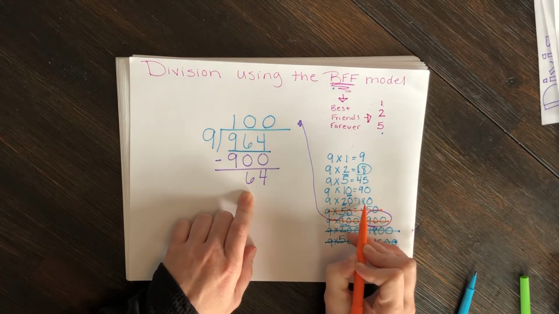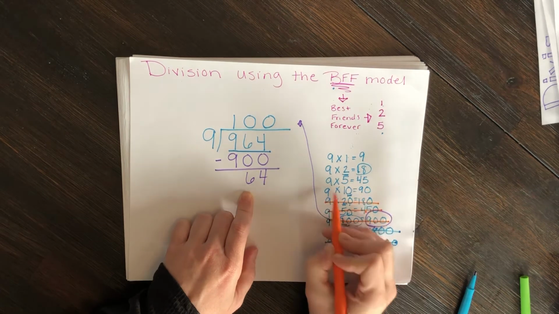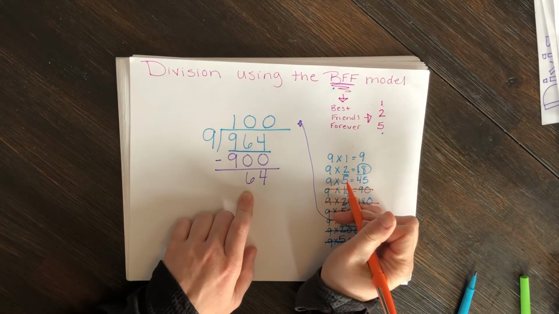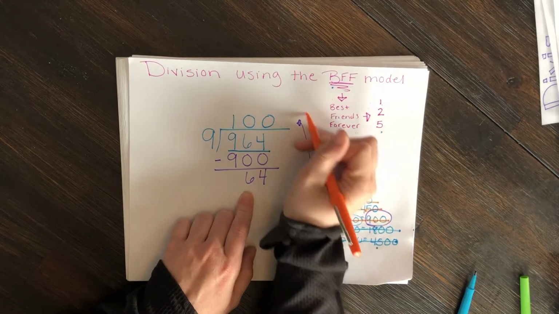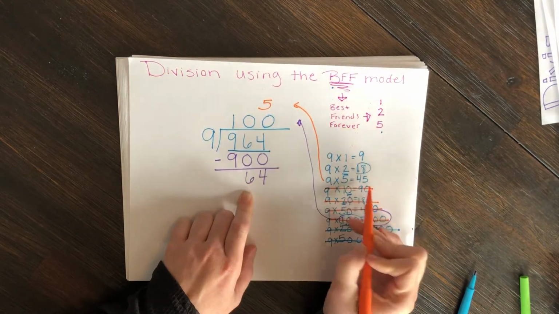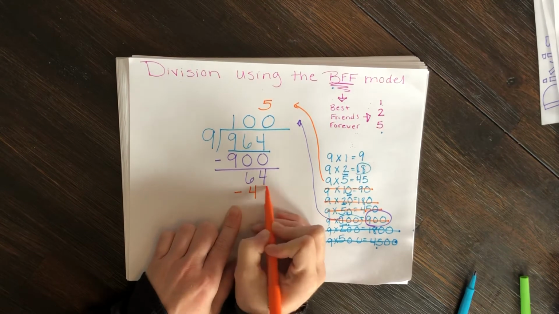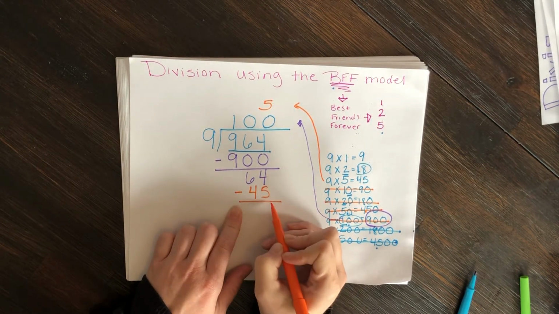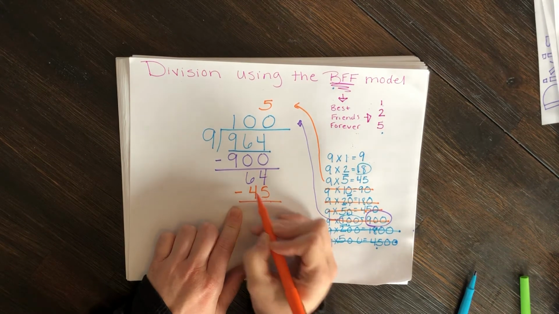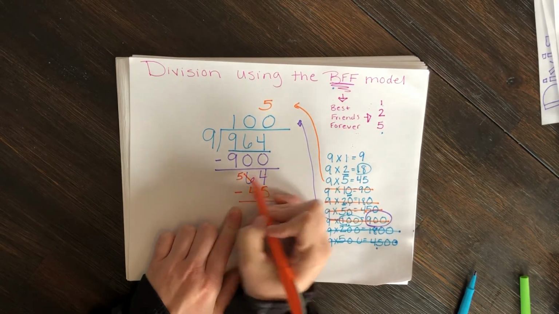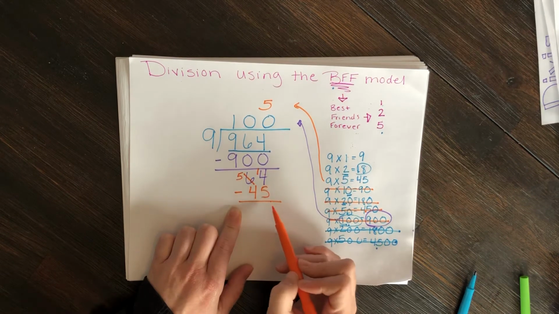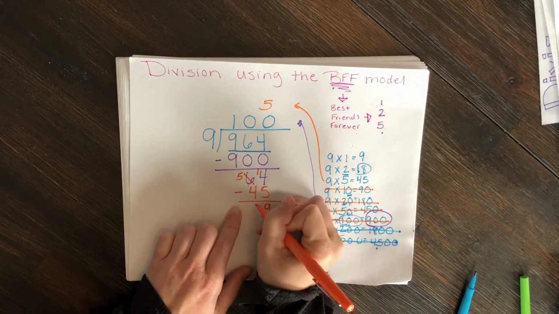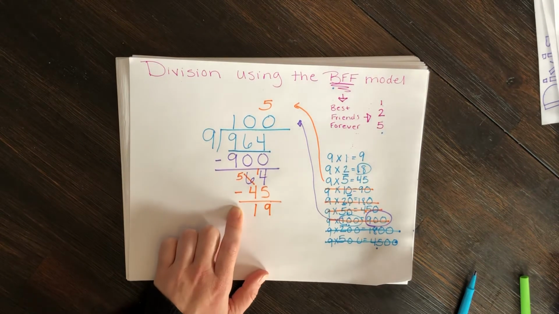450, too big. 180, too big. 90, too big. 45. That's perfect. So I'm going to take this 5 right here, and I'm going to put it up here on top of this, and I'm going to subtract 45. So now I subtract, and I get 4 minus 5 I can't do, so I have to borrow. And I subtract 14 minus 5, which would be 9, and 5 minus 4, which would be 1.